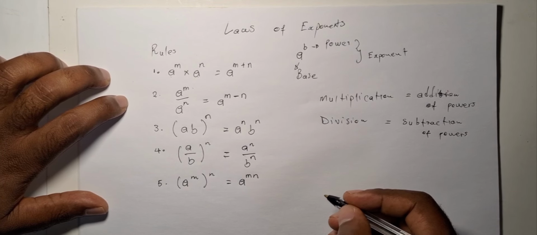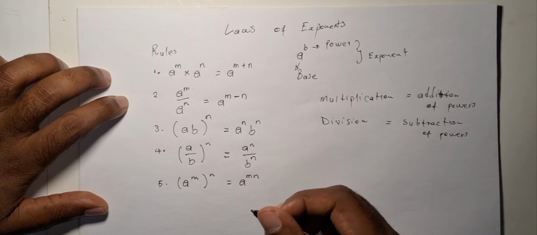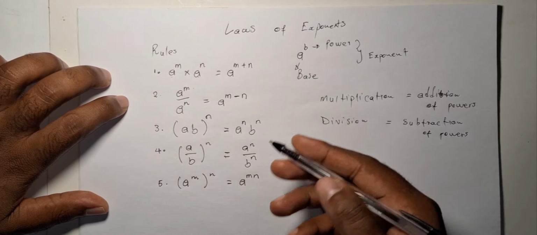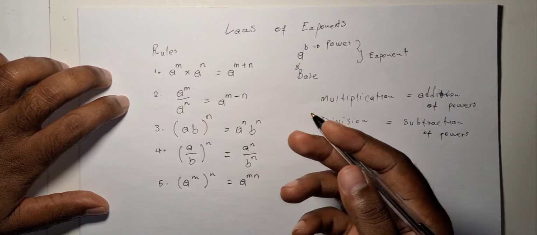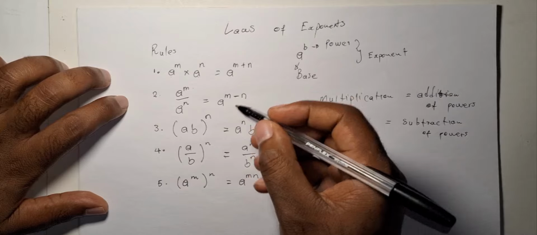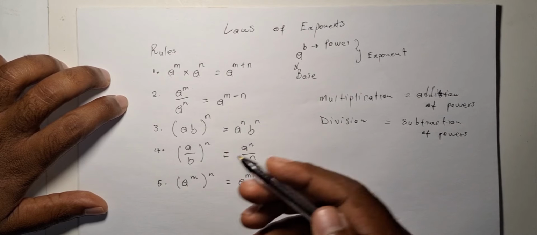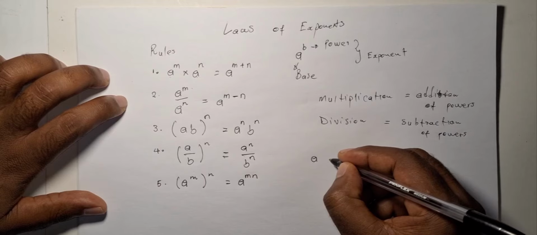So this is only one base. It's different from the third law. Just notice the difference. This one says we are multiplying the powers because it's only one base. We don't have two bases, so we don't distribute. We multiply the powers. I hope that was simple enough, right?